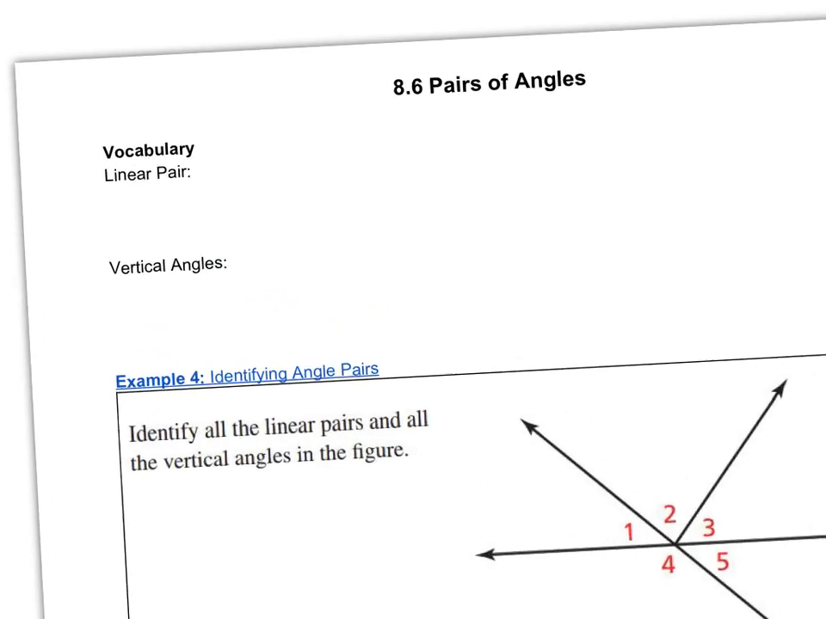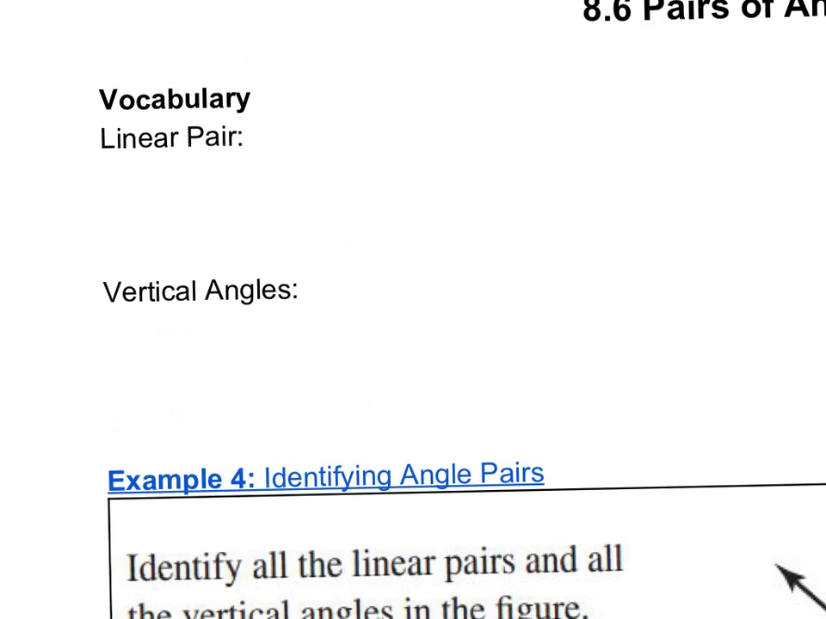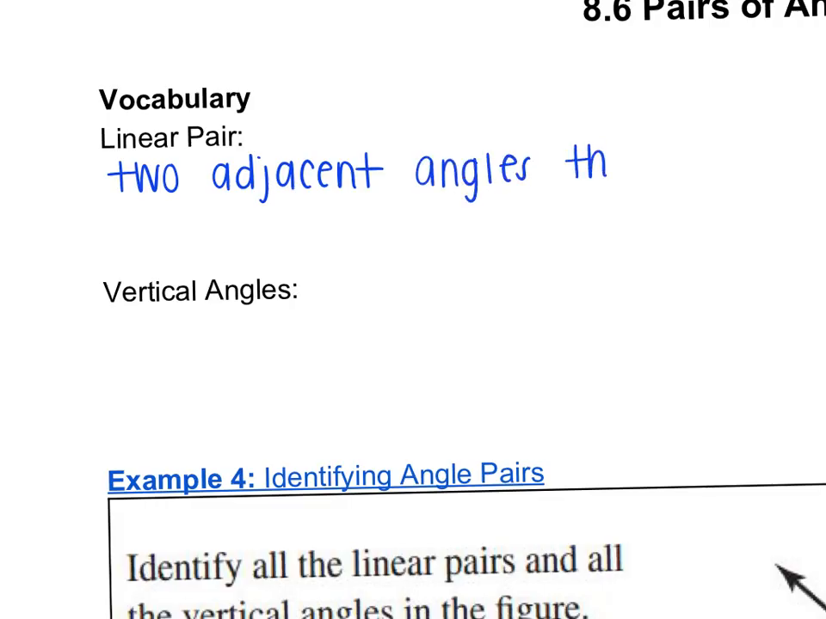Let's talk about what a linear pair is. Think about the word linear. We've learned about linear equations. The word linear means line. So a linear pair would be two adjacent angles that have non-common sides that are opposite rays. If I were to give you the Reader's Digest version, it's basically two angles that form a line. Two adjacent angles that form a line would be a linear pair.